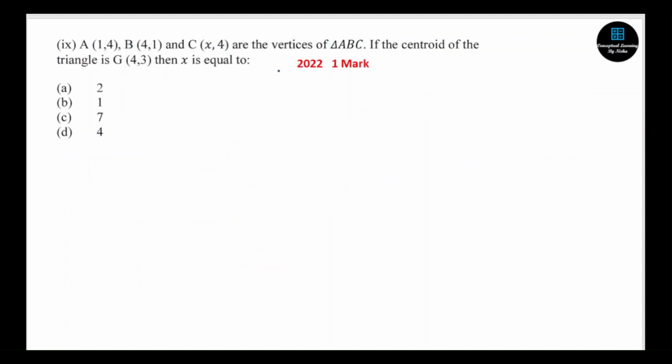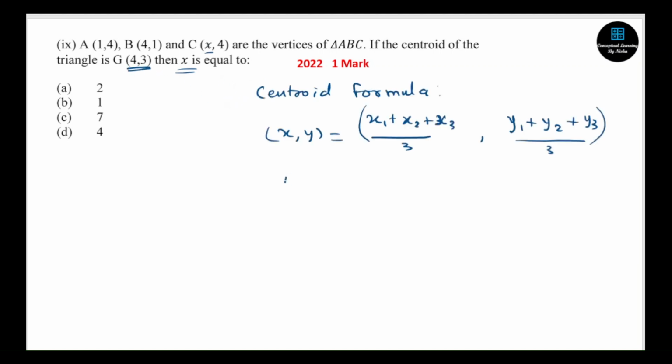Alright. Now, paper 2020-22, 1 marker question. Again see, understand the pattern, okay? Again they ask the centroid question, so we already discussed it. Now here you have to find the value of the unknown point x. And the centroid is given as 4, 3. The vertices are given, okay, so 1 plus 4 plus x upon 3, and here it is 4 plus 1 plus 4 upon 3.